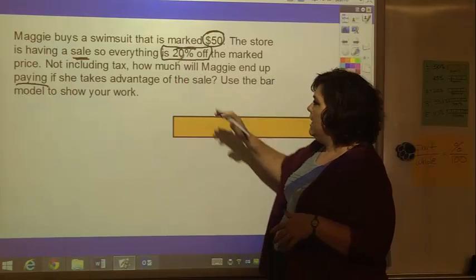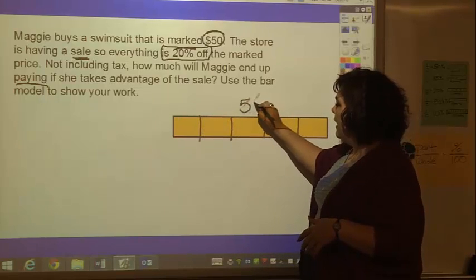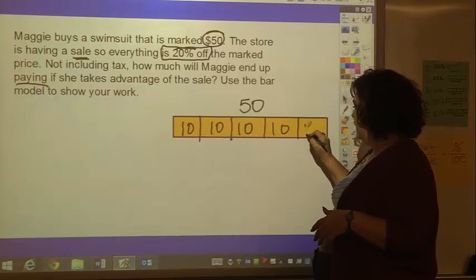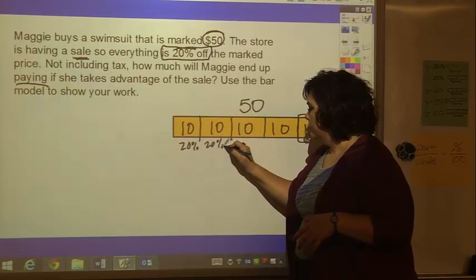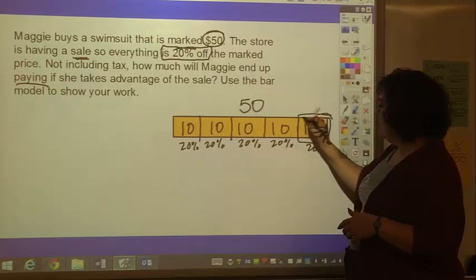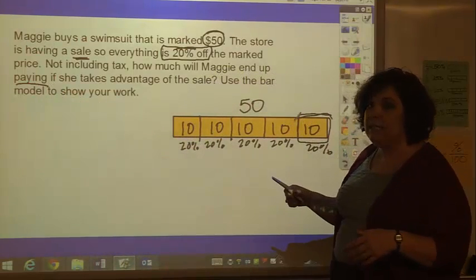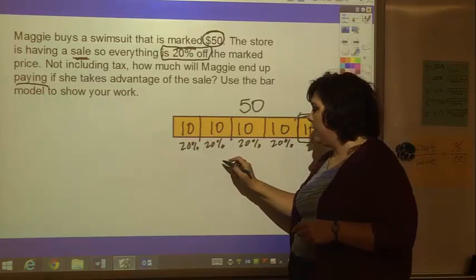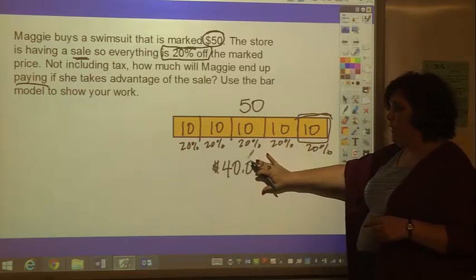So if it's 20%, that's dividing my bar into 5 parts. 20 for each. And the amount that I'm dividing out is 50. So 50 divided by 5 would be 10 in each of these. And these are all worth 20%. And one of these would be $10 off. So how much would she end up paying? It didn't say how much was her discount. Her discount was 10. How much she ended up paying was $10, $20, $30, $40. So many people missed that because they found 10. 10 is the discount, 40 is what she paid.